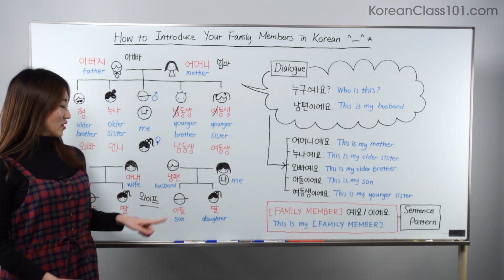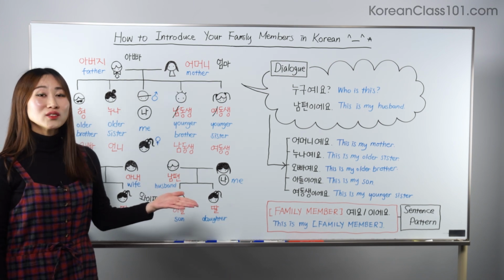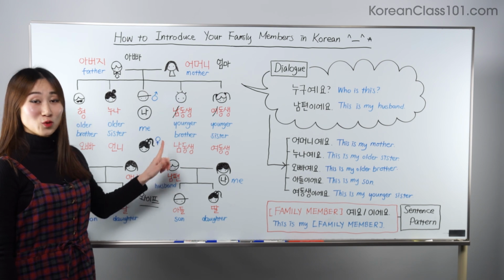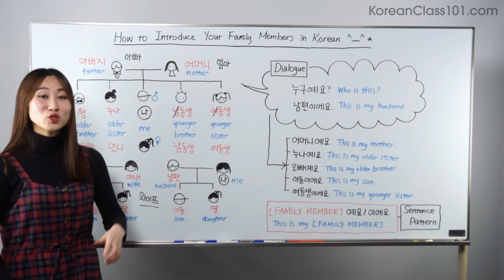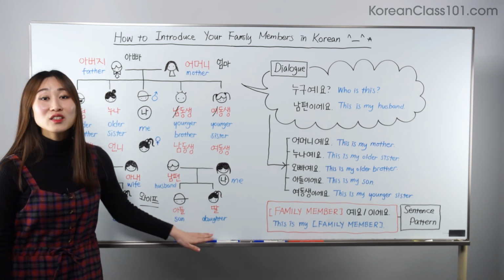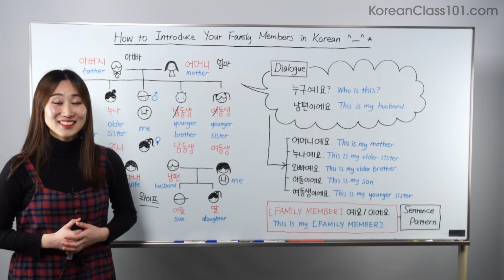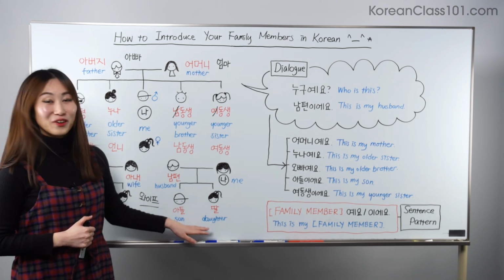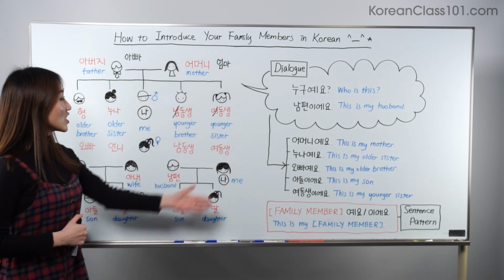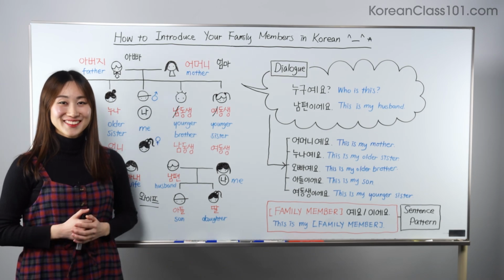Then do you use this word husband in Korean too? We don't use the word husband, so nobody says, this is my husband. We just say 남편. So for husband, we only have one word, which is 남편. For son and daughter, the words are exactly the same. Son is 아들. Daughter is 딸. So these are the must-know Korean words for your family members.